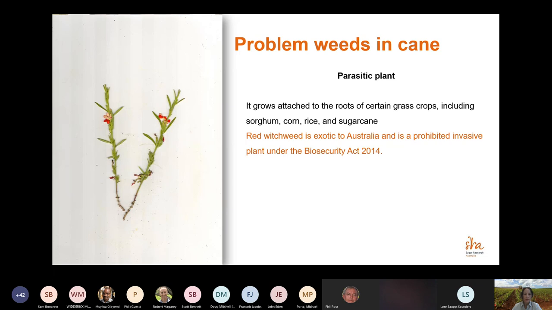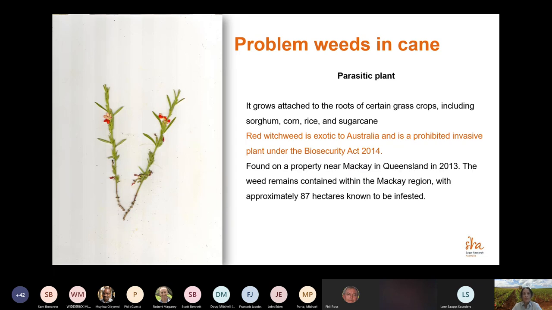One weed to talk about today is red witchweed. Red witchweed was found back in 2013 near Mackay. It has been contained by Biosecurity Queensland on a few properties that are about 87 hectares in total that have been infested. The properties have been quarantined and the infestation hasn't spread further.